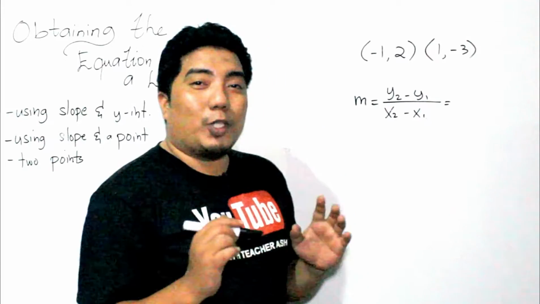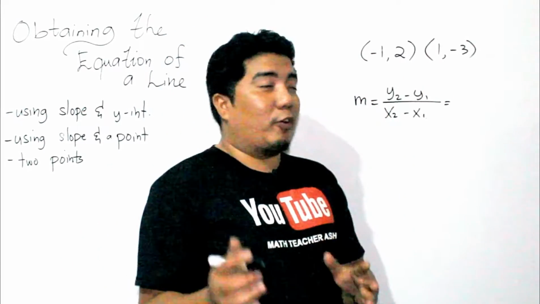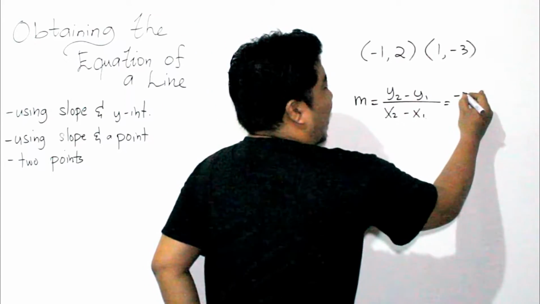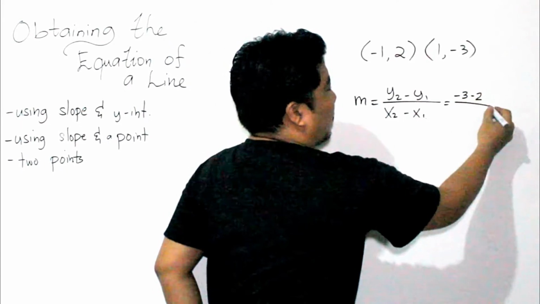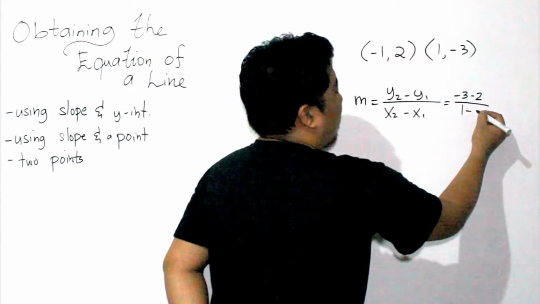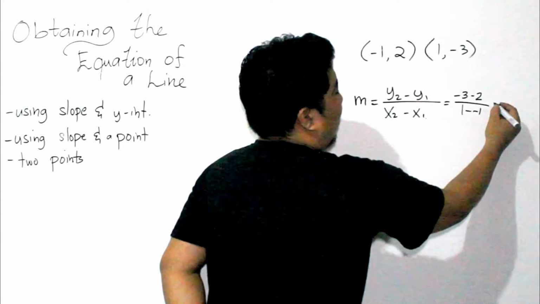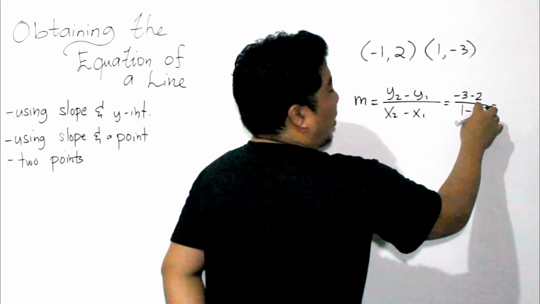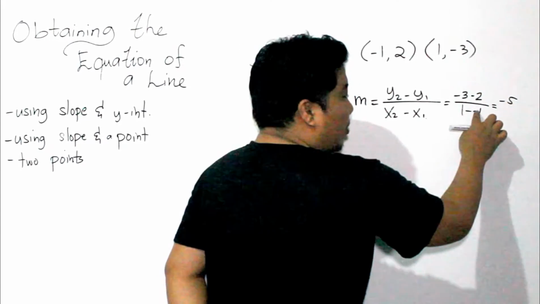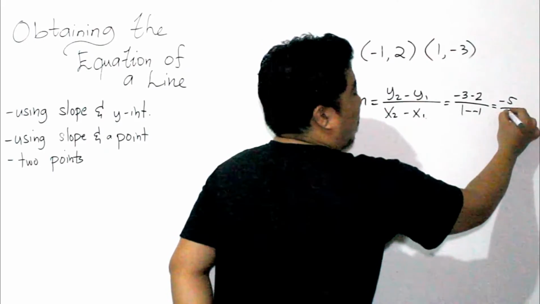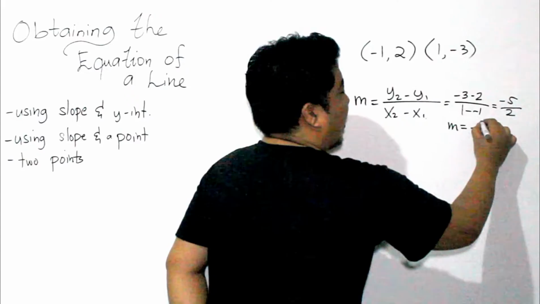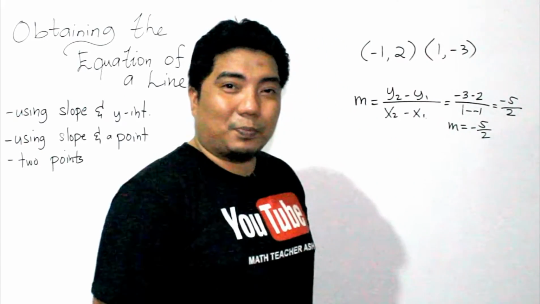Okay, so what we do here is we substitute it to our formula. So we subtract this one to this one. That will give us negative 3 minus 2. So you subtract this one to this one. That will give you 1 minus negative 1. Okay, so negative 3 minus 2, that will become negative 5. 1 minus negative 1, that will give you positive 2. So therefore, your slope is negative 5 over 2.